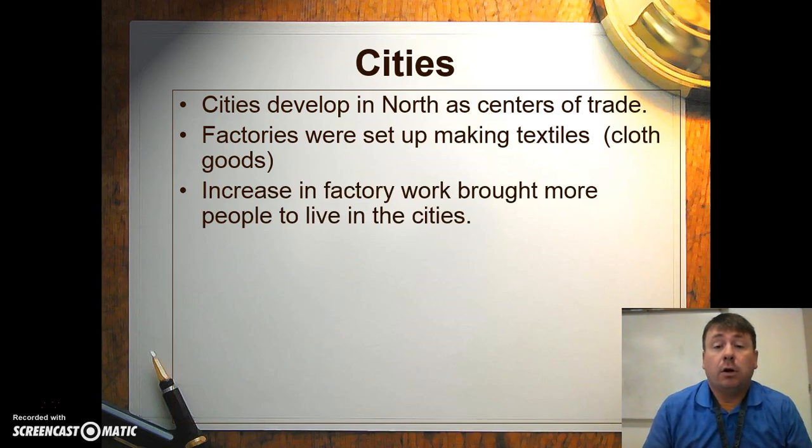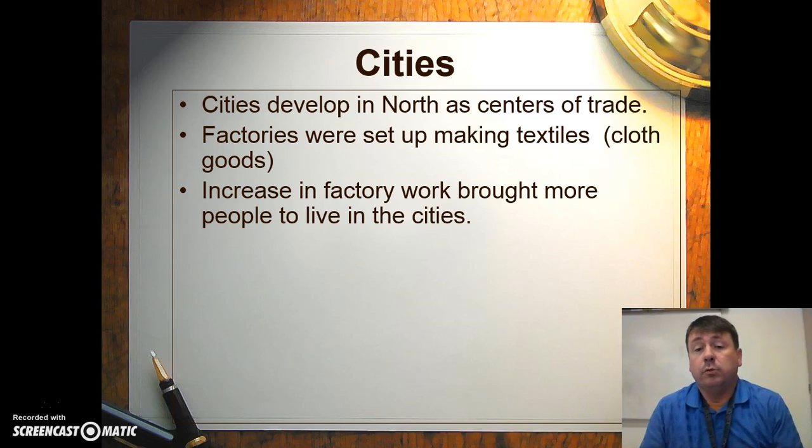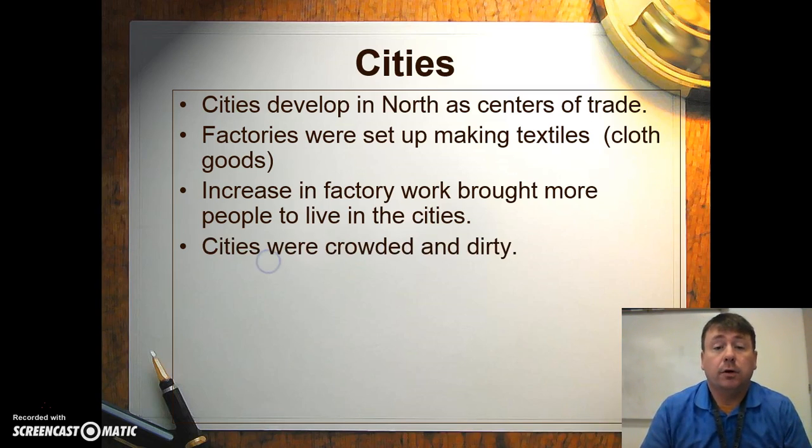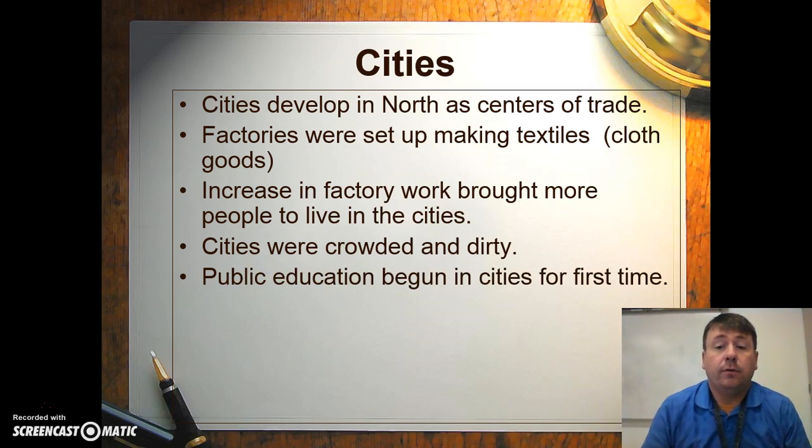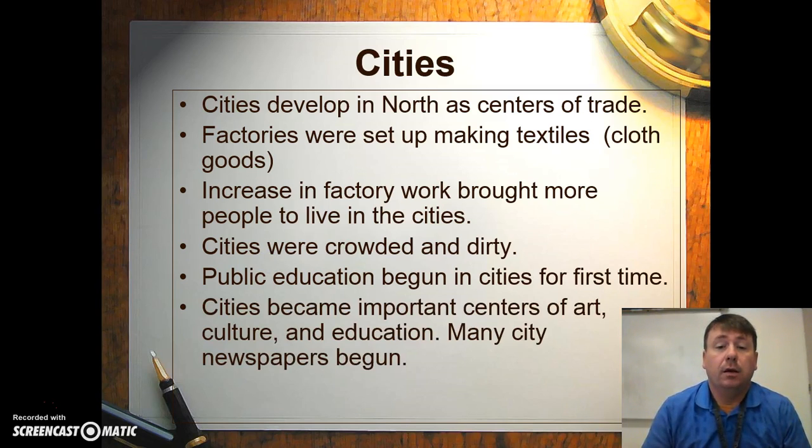The increase in factory work brought more people to live in the cities because they had jobs. Okay? So people left farms and moved to the cities for the factory work. Cities were crowded and dirty. And for the first time, public education began in cities. So just like you guys are going to school today, back in the 1800s, kids started to go to school for the first time. Cities became important centers of art, culture, and education. Cities also had newspapers that lots of people read.